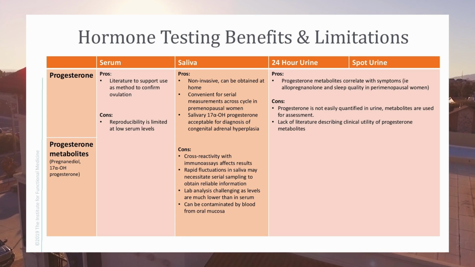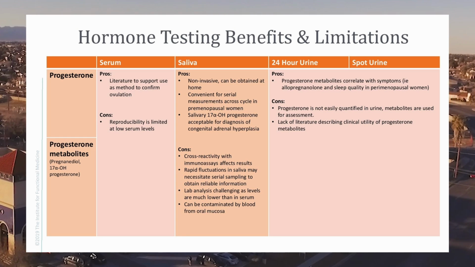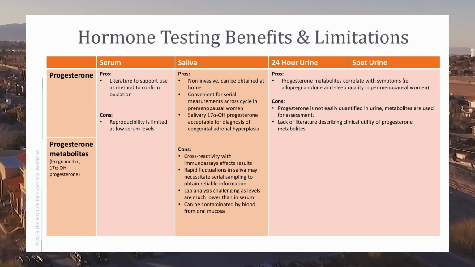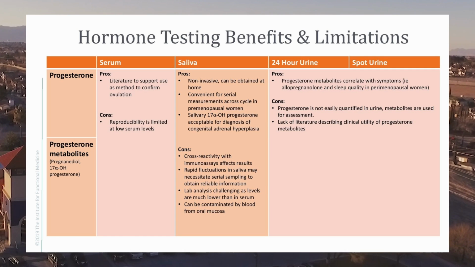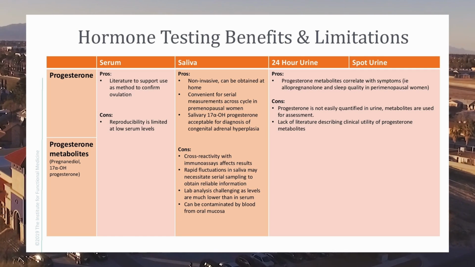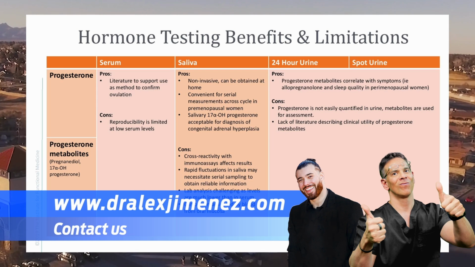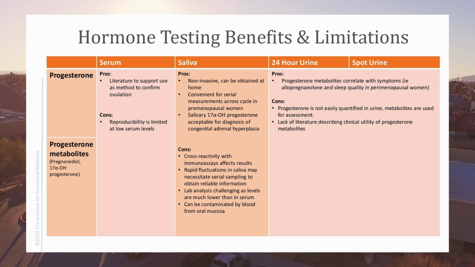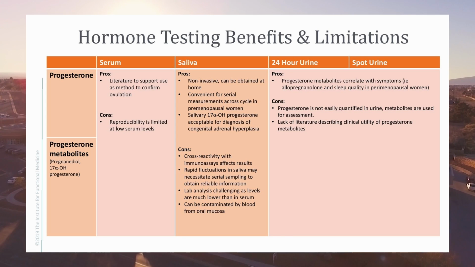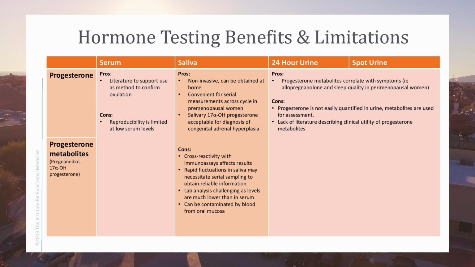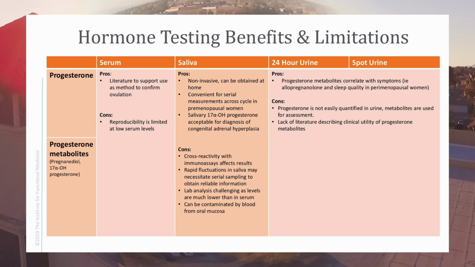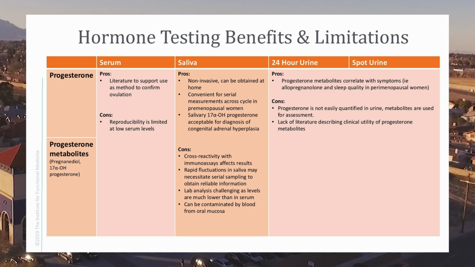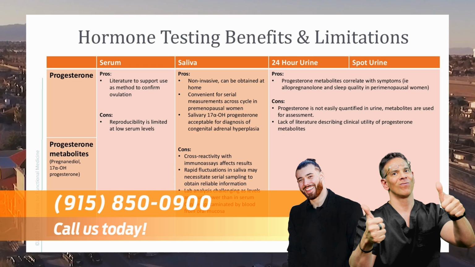Now, the 24-hour urine and the spot dried urine testing for progesterone, they have the same problem. Well, the good news is the progesterone metabolites will correlate with symptoms. They've done studies, for instance, showing that allopregnanolone in urine correlates with sleep quality in perimenopausal women. And the implication is that if it's correlating, then it's probably an accurate level. But the problem is progesterone is really hard to quantify in urine, so they use metabolites for assessment and figure what the progesterone level is based on the metabolites. That's great, except there's really not any literature describing the clinical utility of progesterone metabolites. So progesterone in the urine is relatively problematic in terms of accuracy and what you're really getting.